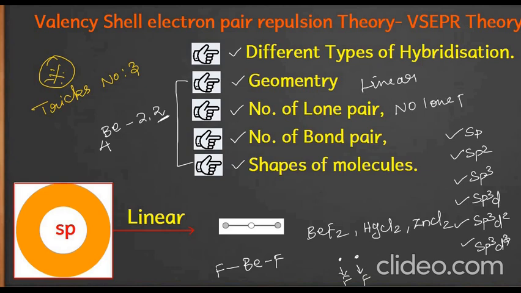Here how many bond pairs are there? Here 2 bond pairs are there, and the shape of the molecule is also linear. When the lone pair is 0, then we have to say that the geometry and shapes of the molecules are similar. Let's move to the next one.